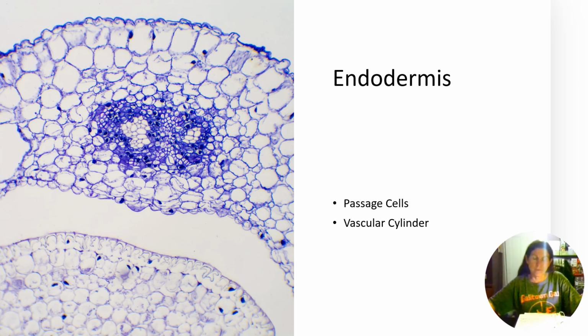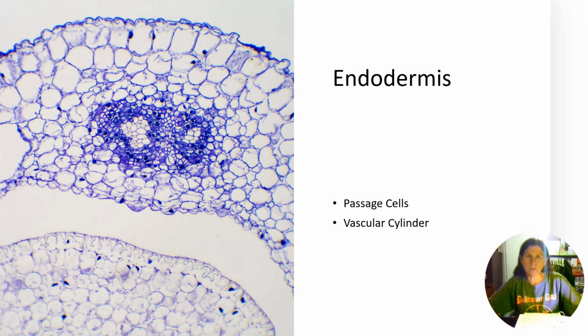This also forms a band called Casparian strips. The Casparian strips actually prevent water from getting into the cells, and they also help regulate the types of minerals that get into the cells, because certain things can be harmful for a specific plant, and those Casparian strips can detect which ones are good and which ones are bad for the particular plant.